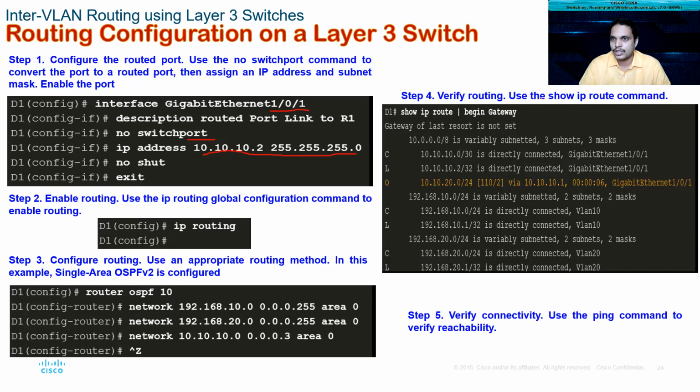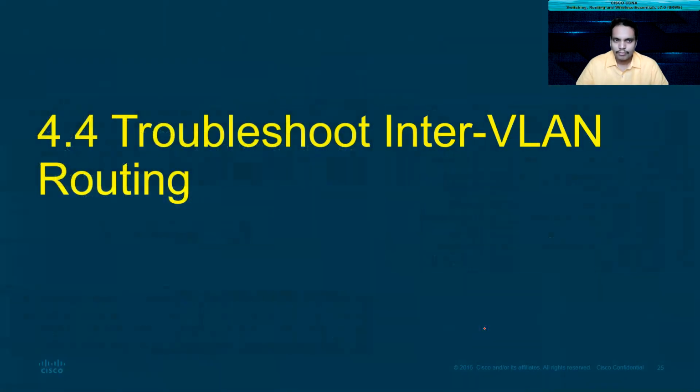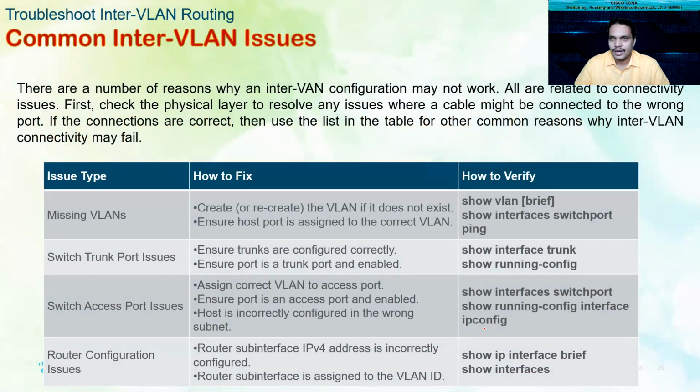We can always use the show ip route command, where you can verify whether the connected routes are there or not, and to which interface it is connected. And last, step 5, verify connectivity by using the ping command to check whether you can reach other destinations or not. The last topic is troubleshooting.